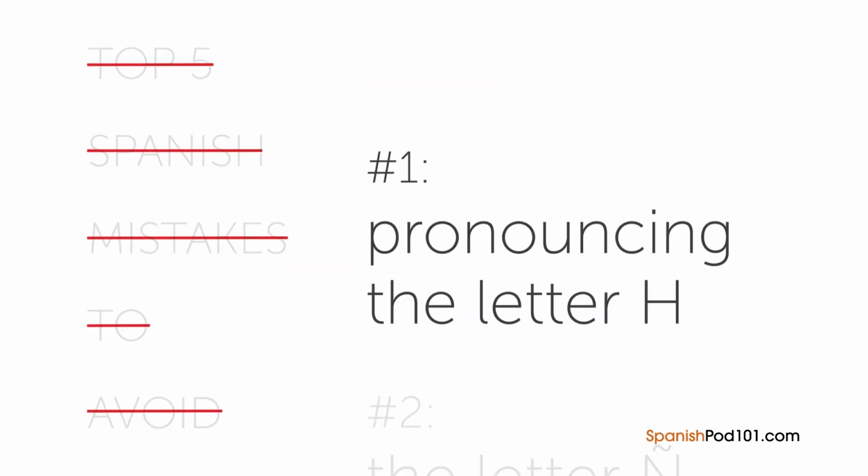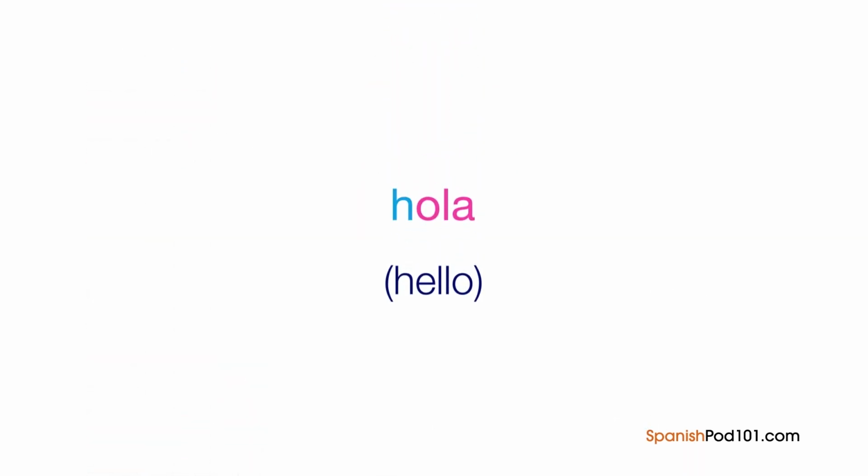Number 1. Pronouncing the letter H. The letter H is silent in Spanish. Most people learning Spanish try to pronounce it when in fact it should be silent. English speakers in particular are used to pronouncing it in their own language, so they try to do so in Spanish as well. But don't make this same mistake. Take hello, for example. Hola. Notice that Alex does not pronounce the H sound. Hola.